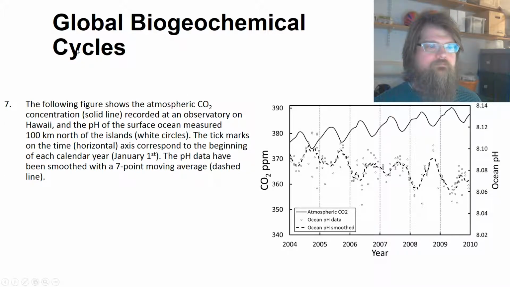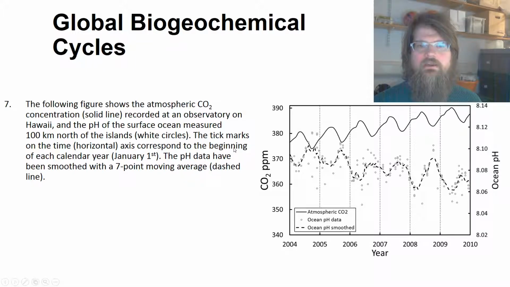So we have, over here, the solid line. That's this line here. That's the atmospheric CO2 measured at Mauna Loa. So this is not the global average. It's just measured at this one point on the globe in the northern hemisphere. And then we have pH measurements, which are measured nearby the islands of Hawaii in the ocean, these white circles here, and I've put a smoothed running average through those pH data.